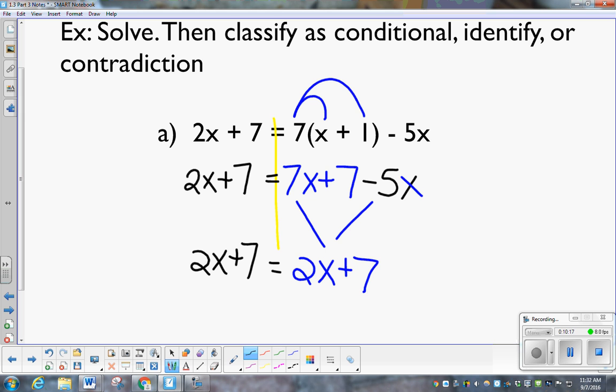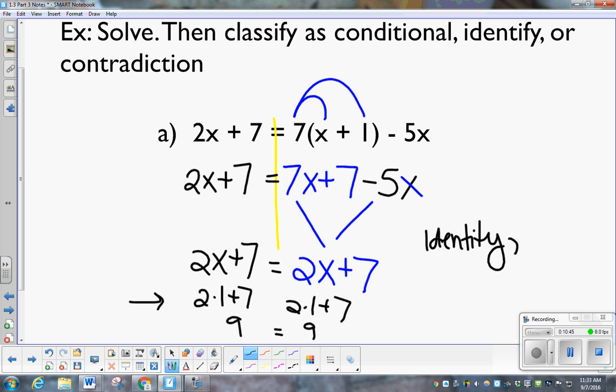Let's say we're going to plug in 1 for x. That will be 2 times 1 plus 7. You don't have to write this part. Well, 2 times 1 is 2 plus 7 is 9. 2 times 1 is 2 plus 7 is 9. Well, yeah, 9 is 9. You can plug in whatever you want for x. Both sides of the equation are going to be the same. So this equation is always true no matter what you plug in for x. So we're going to classify this as an identity because it's always true, and our solution is all real numbers.